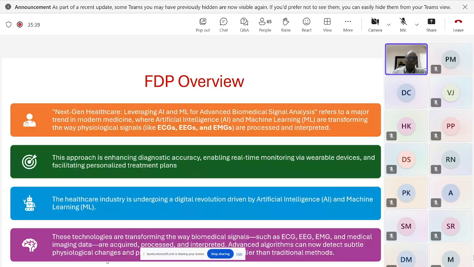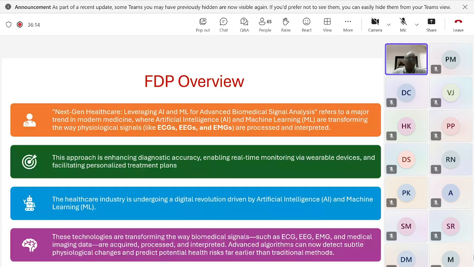Now I get on to this FDP overview, which talks overall about the integration of AI and ML in terms of medical signal parameters, where we talk more about leveraging the technology. As we know, healthcare is an evolved sector. Out of it, we can proudly say that in India, especially South India, we have a large number of patients visiting us for better treatment and analysis, compared across the globe, for cost effectiveness.